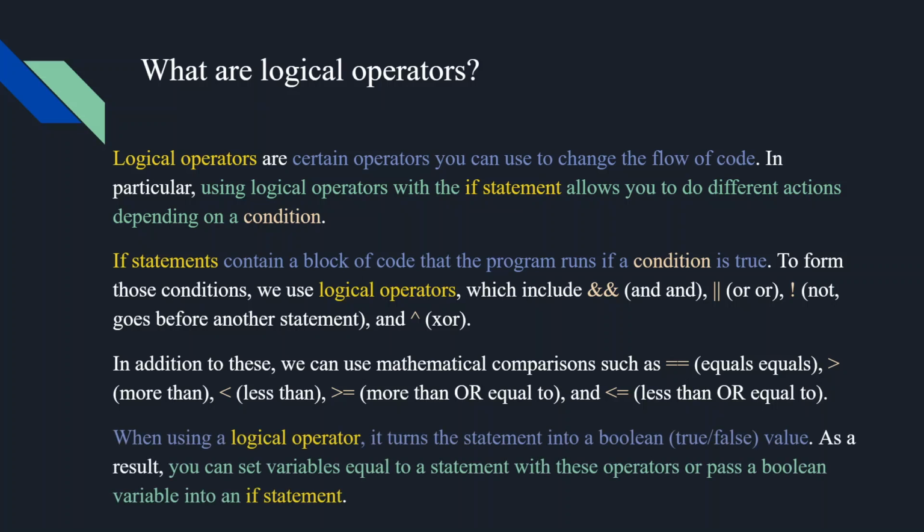When using a logical operator, it turns the statement into a Boolean value, which is either true or false. As a result, you can set the value of a variable to a statement using these operators, and because an if statement takes in a Boolean, you can pass a Boolean variable into an if statement, and it will enter the block if the variable is true.